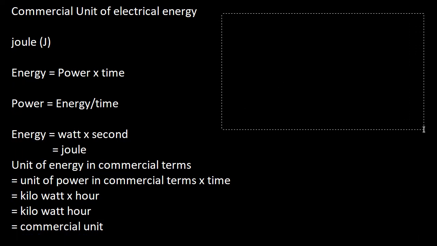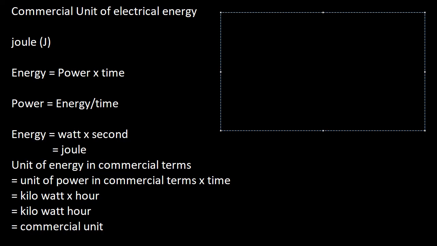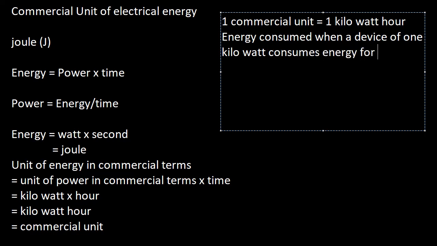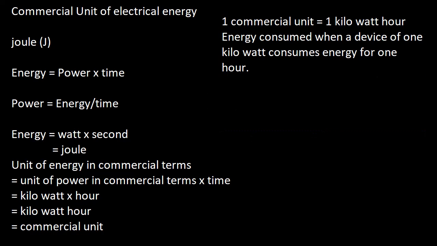So let us develop on this further. We have one commercial unit equal to 1 kilowatt hour. Okay, so what is that? That is the energy consumed when a device of 1 kilowatt works or consumes energy for 1 hour, right? So we'll just take a look at this with the help of some illustrations now.